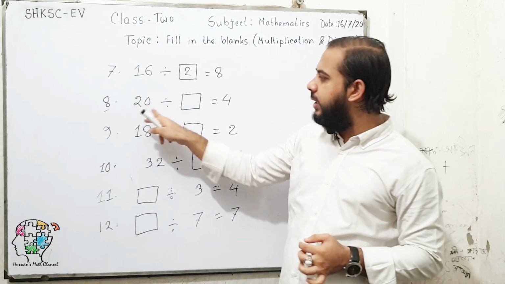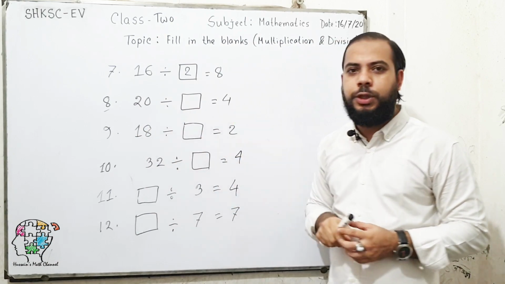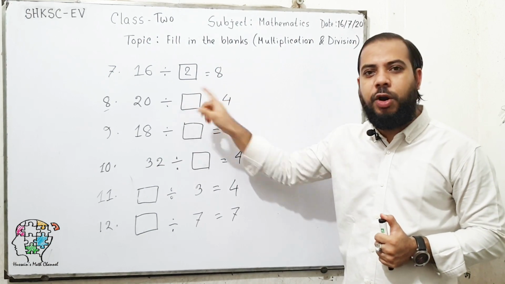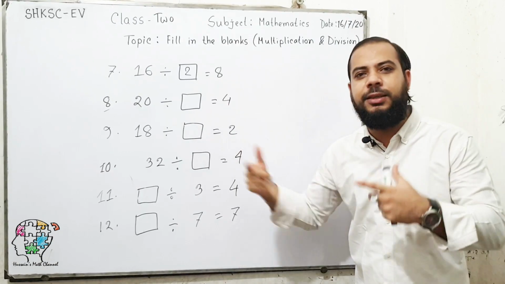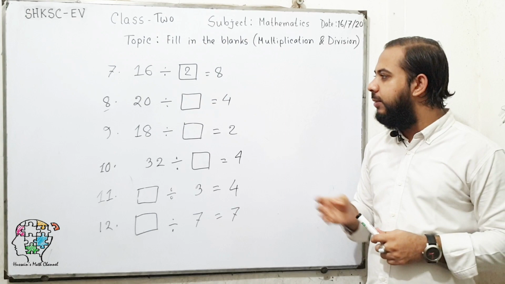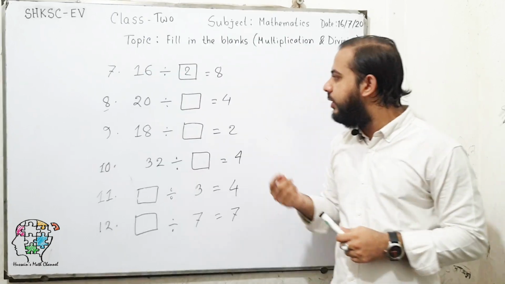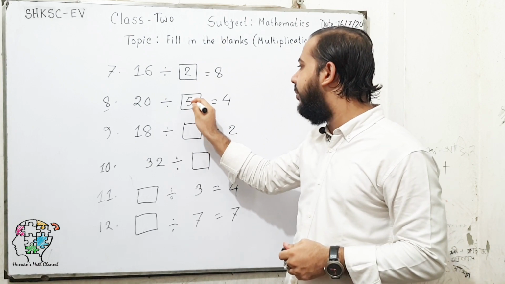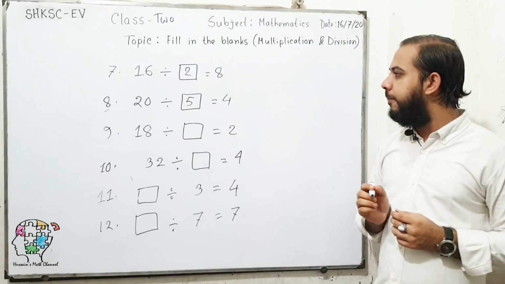Now here, 20 divided by blank is equal to 4. So if you divide 20 by 4, you can get your answer, or you just recite the multiplication table of 4. 4 times 1 is 4, 4 times 2 is 8, 4 times 3 is 12, 4 times 4 is 16, and 4 times 5 is 20. So the answer will be 5.